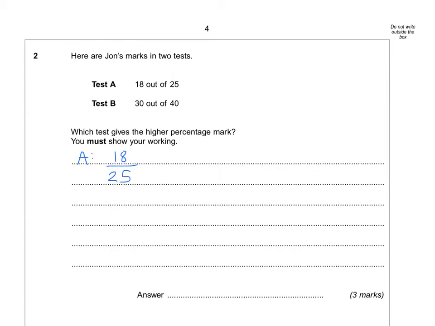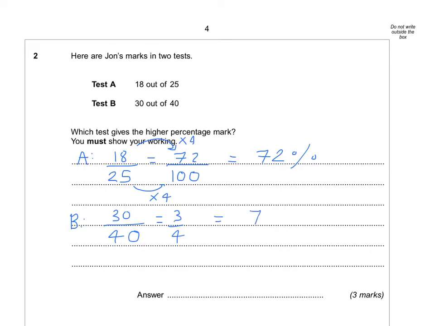Now the easiest way to convert this into a percentage would be to write this as a fraction with a denominator of 100, which means we need to multiply the numerator 18 by 4 as well. 18 multiplied by 4 is equal to 72, so this is 72%. Test B, 30 out of 40, well we can simplify this fraction to 3/4, which we should know is 75%, so it's clear that he scored a higher percentage mark in Test B. And if we want to make it perfectly clear, we can just say 75% is greater than 72%.